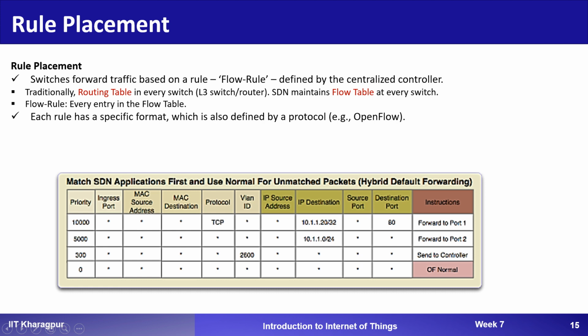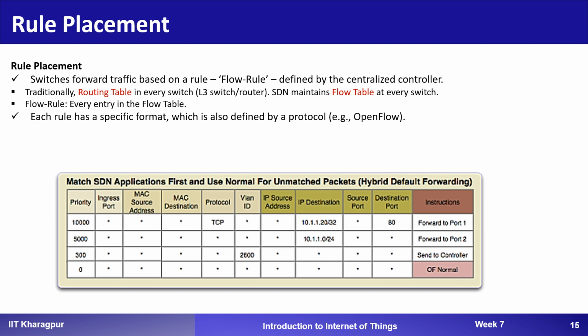Okay, so first is your rule placement. Your switches forward the traffic based on the rule, that is your flow rule defined by the centralized controller. Traditionally in your computer networks, routing tables are maintained by different routers which are available in your network, right? And based on the information stored in those routing tables, the data will be flowed. So your flow table is similar to your routing table.